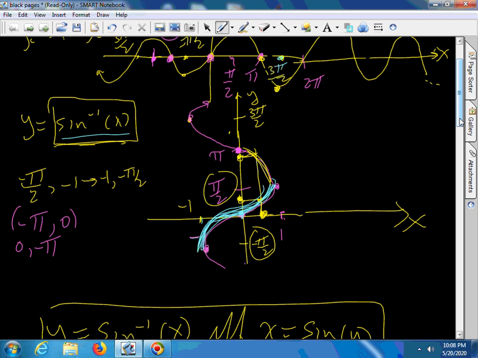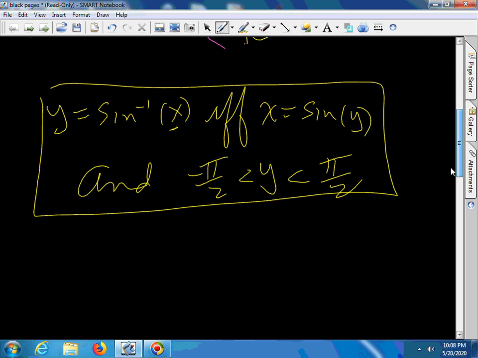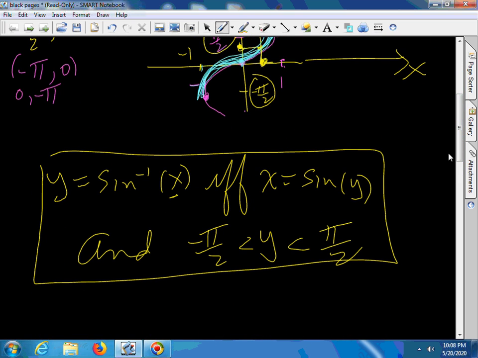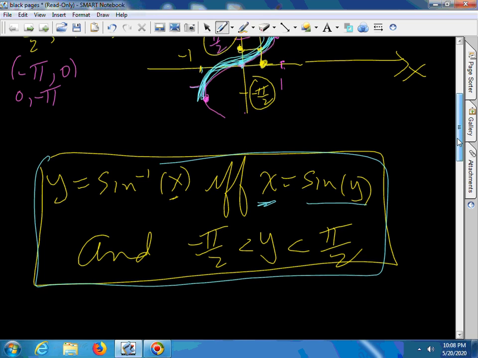And in terms of saying that x has to be between negative 1 and 1, that goes without saying. When you take the sine of a number, you only get values between plus and minus 1. That is the definition here of the sine function, including its restrictions.